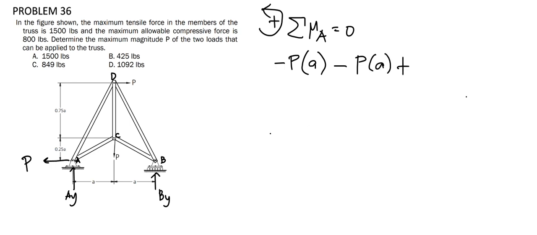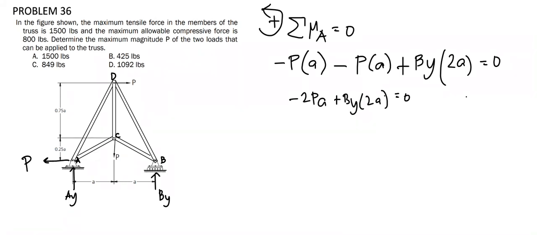Then plus the reaction force By that will induce a counterclockwise moment times the moment arm distance of 2A equal to 0. So we have negative 2P times A plus By times 2A equal to 0. Dividing both sides by 2A, we get negative P plus By equal to 0. So we have By equal to P.